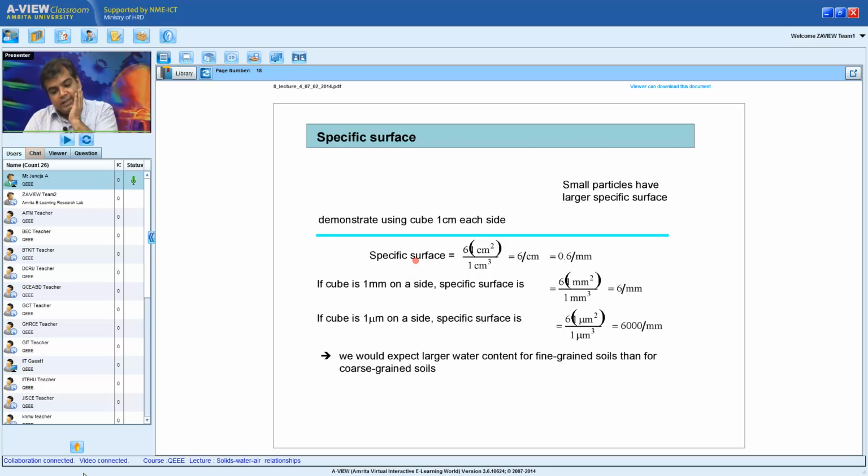So if you look at the definition of specific surface, okay, second please. Not for us, right? No audio, video. They think they have to see.